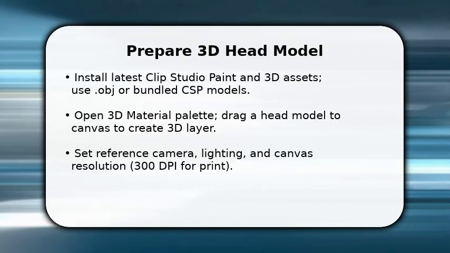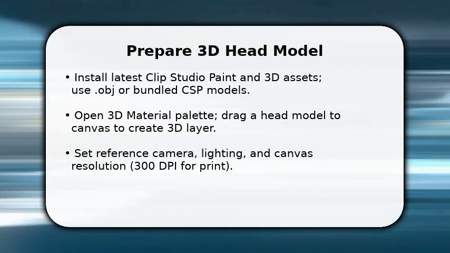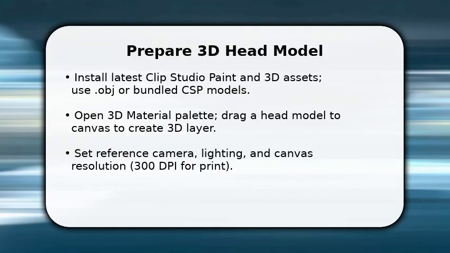Once done, switch to the subtool for 3D objects to adjust camera, light, and model visibility. Make sure to set canvas resolution and save a scene snapshot so you can revert if you need to.